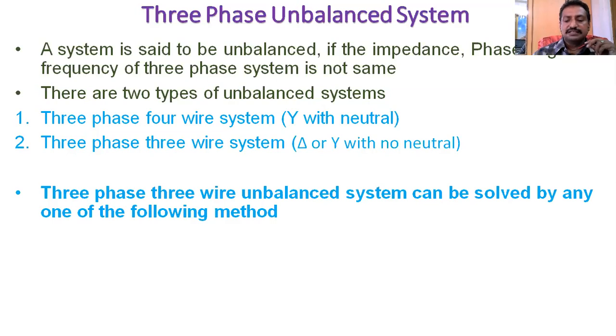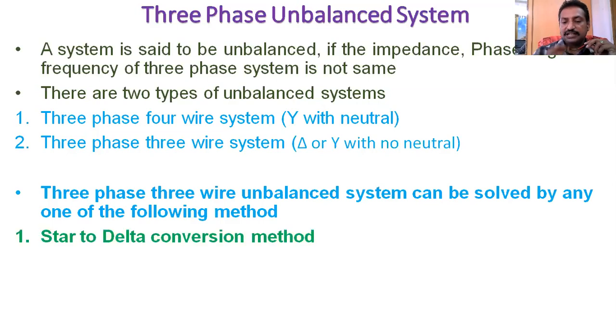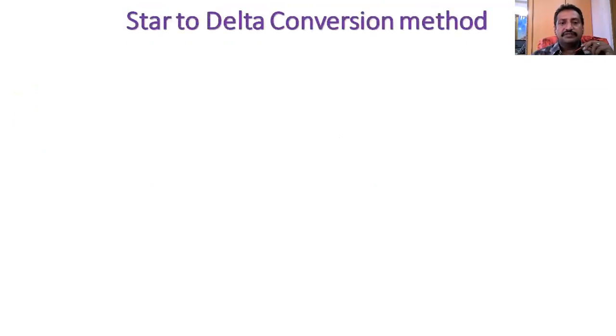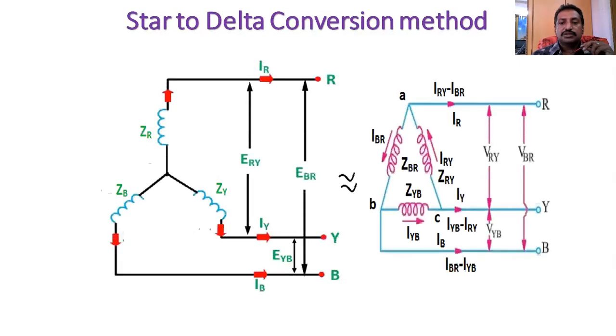But these unbalanced systems we can solve with the help of three methods. Those are, first method is star to delta conversion. Second method is loop or mesh analysis method, and third is Millman's method. So these methods we want to discuss in continuation. First, start with the star to delta conversion method. So listen carefully. Whatever the magnitudes of voltage and current or impedances in star should be converted into delta.